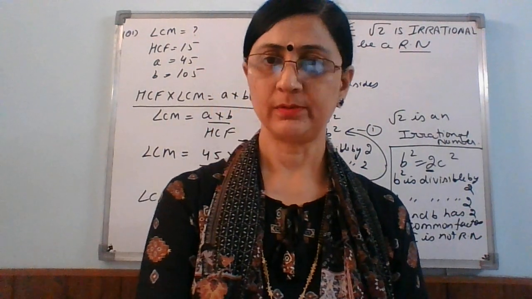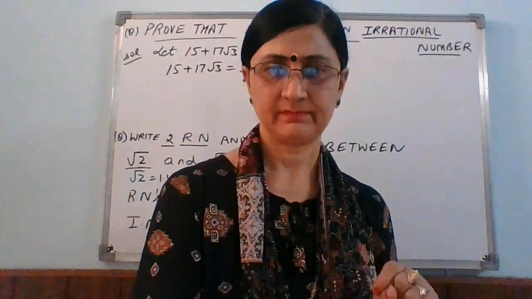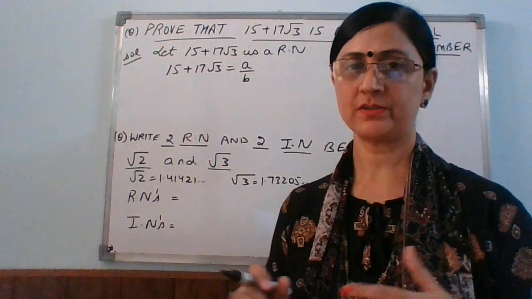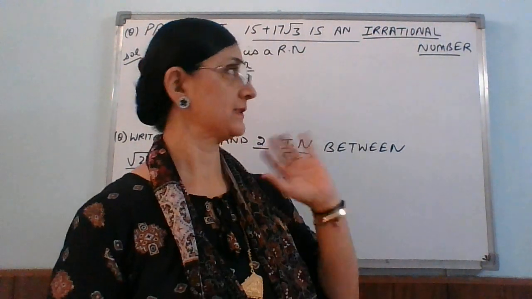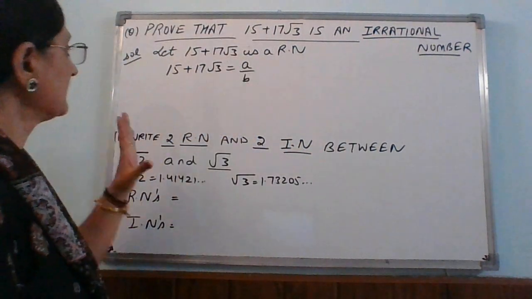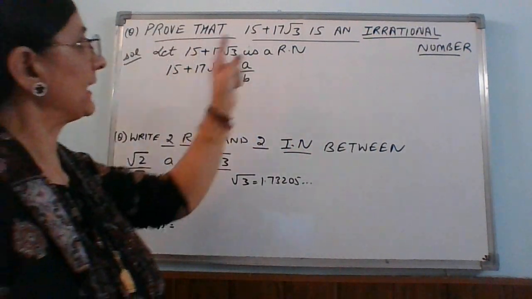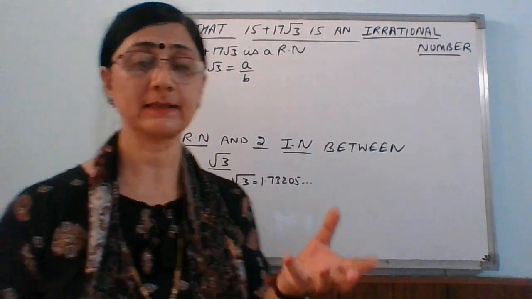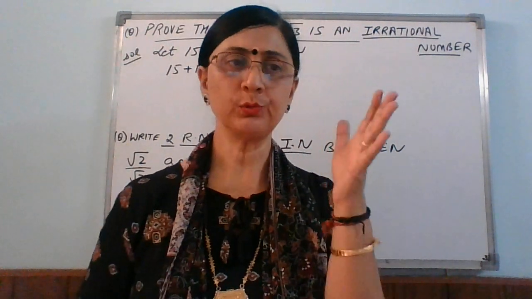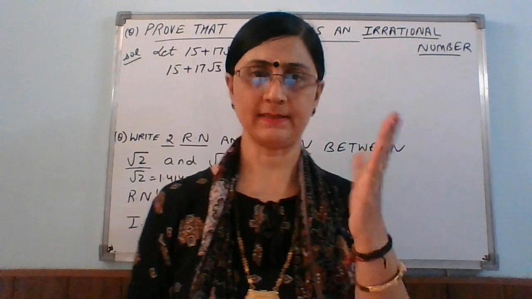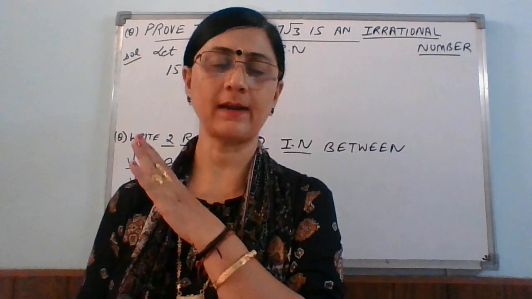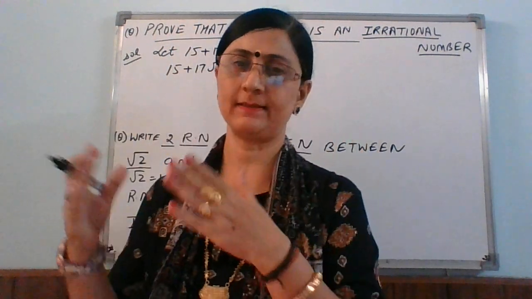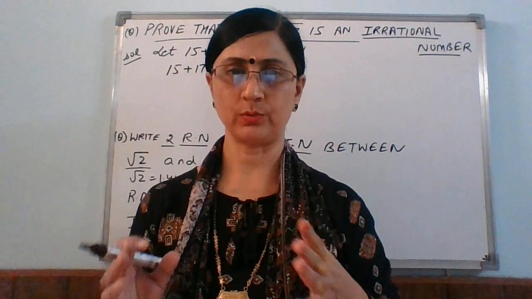Okay children, now we'll do the next question. Now children, you can see 2 more questions on the board, right? Let us solve them. There is a question: prove that 15 plus 17 root 3 is an irrational number. Earlier I explained how to prove that root 2 is an irrational number. The same way, root 3 is an irrational number. Same method for proving root 7 is an irrational number, and root 5 and so on, right?